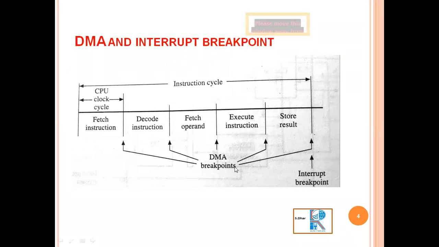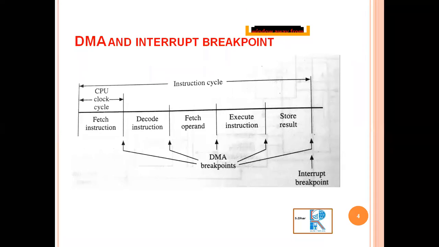But see, these are the DMA breakpoints. Suppose the CPU is fetching some instruction, it is at this point, and a request from DMA comes: please leave the bus so that I can transfer the data.